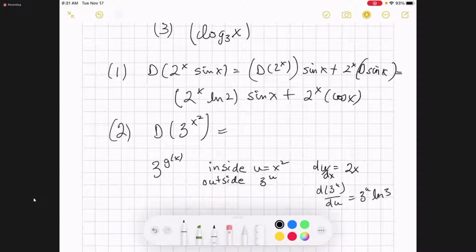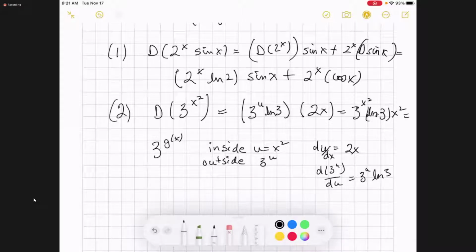So this derivative, it's the derivative of the outside function applied to the inside function, which would be 3 to the u ln of 3, times the derivative of the inside function, which is 2x. So putting back in the x's, this is going to be 3 to the x squared times ln of 3 times 2x. And I guess that would look a little nicer if we put the constant out front and maybe the 2x too, but either one.